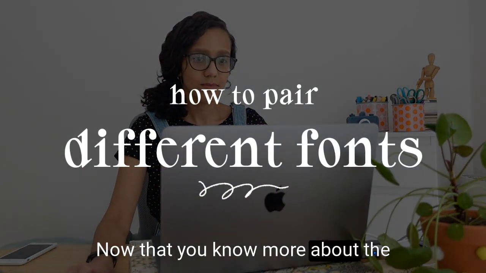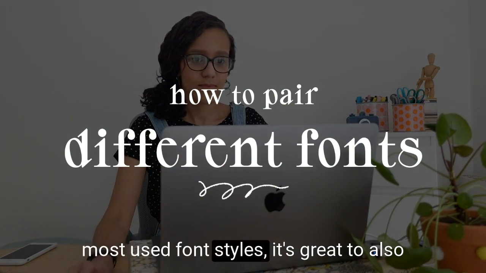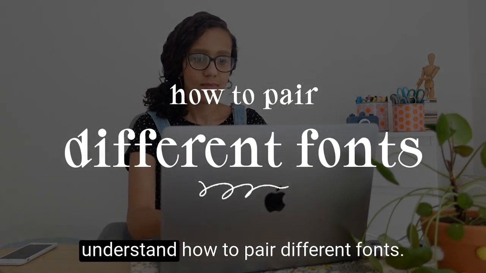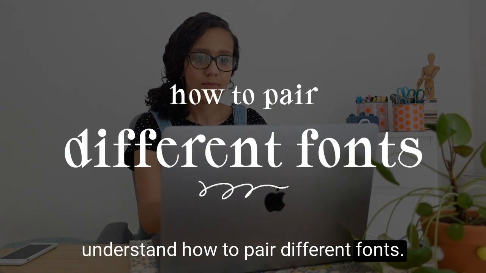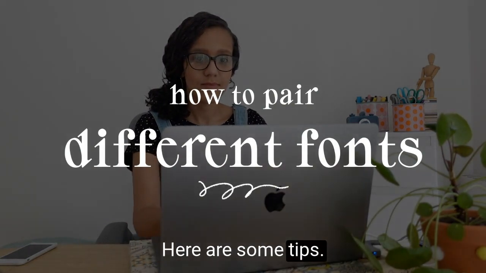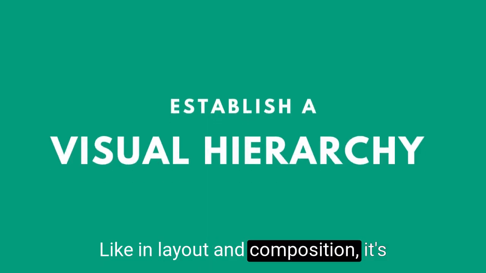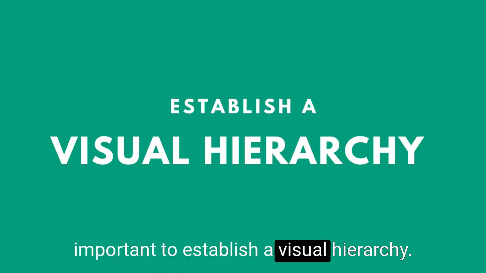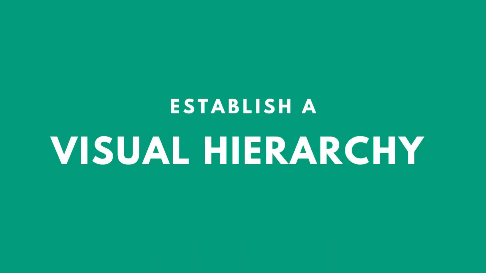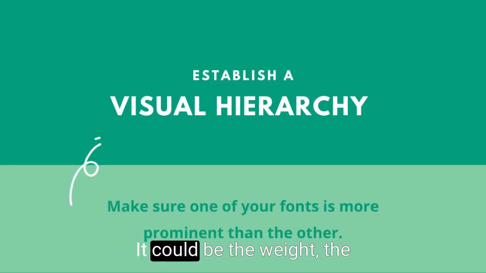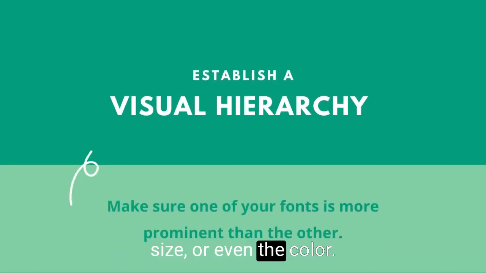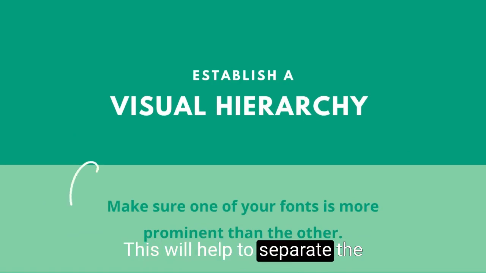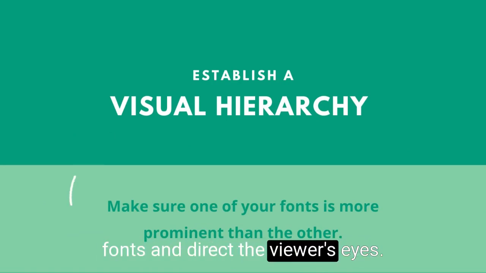Now that you know more about the most used font styles, it's great to also understand how to pair different fonts. Here are some tips. Like in layout and composition, it's important to establish a visual hierarchy. Make sure one of your fonts is more prominent than the other. It could be the weight, the size, or even the color. This will help to separate the fonts and direct the viewer's eyes.